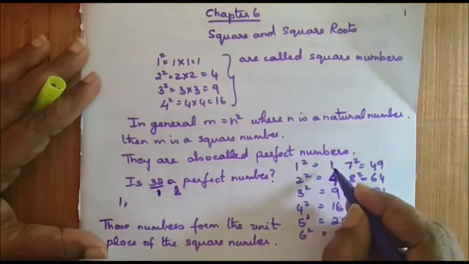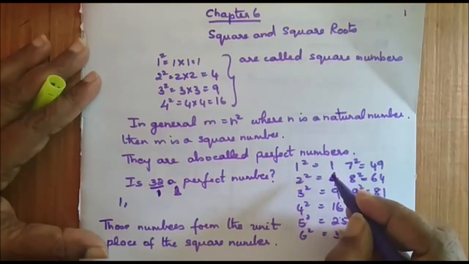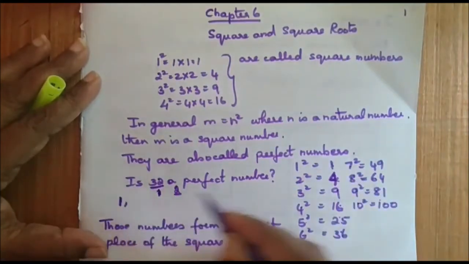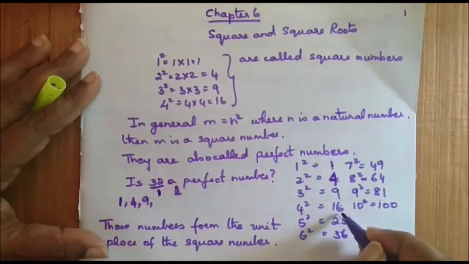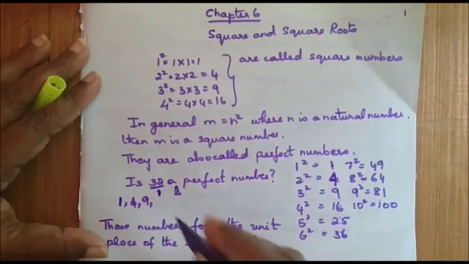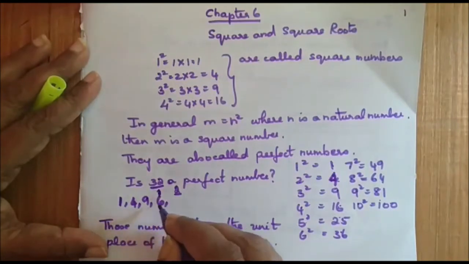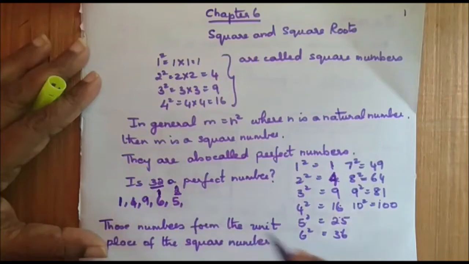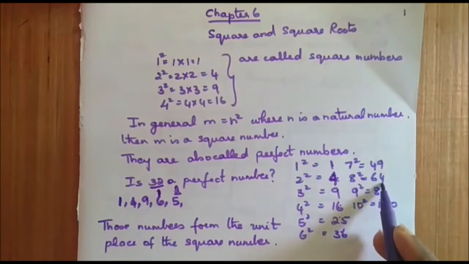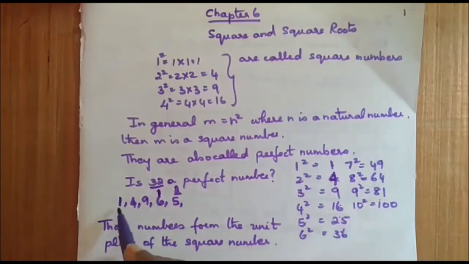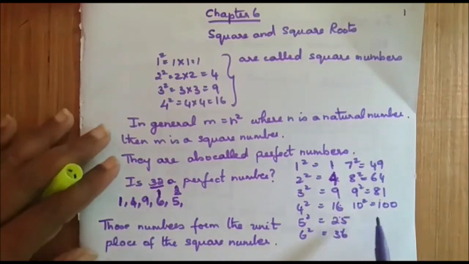Now let me note down the numbers in the unit places. 1 is there, I'll write here 1. 4, I write here 4. Then I write 9. In 16, which is the ones place or the units digit? 6 is the units digit. So 1, 4, 9, 6. In 25 I have 5. In 36 I have 6, which I have already written. In 49 it is 9, already there. In 64 the last digit is 4, already written. In 81 the last digit is 1, already written, and in 100 it is 0.